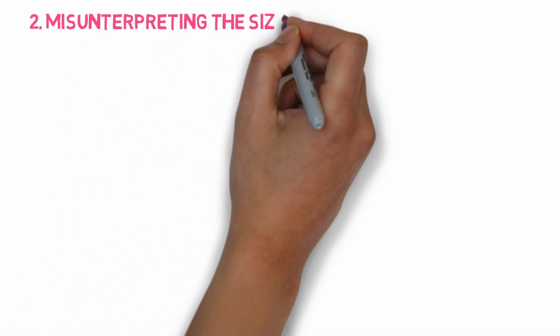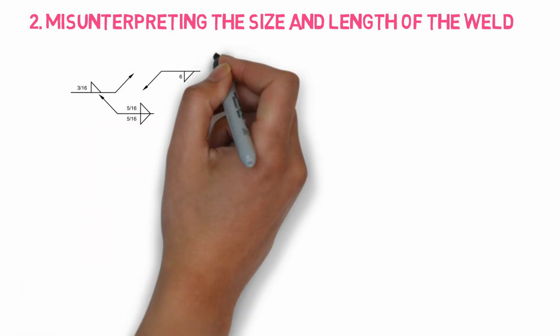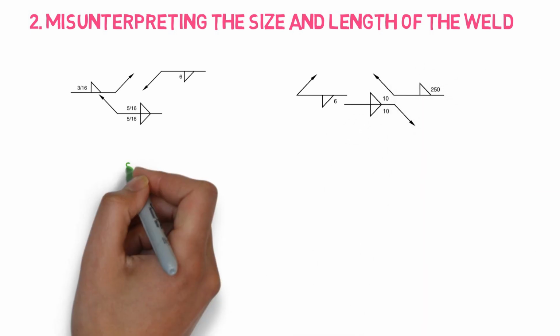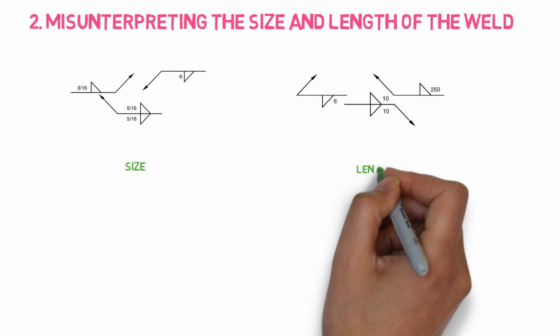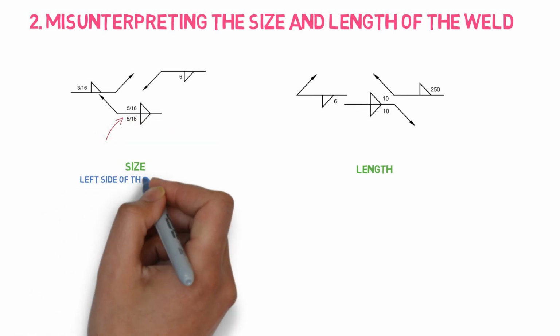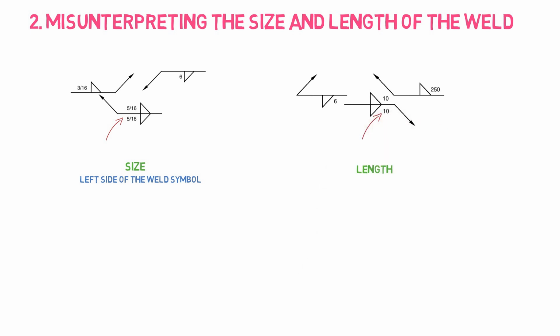The second point is about misinterpreting the size and the length of the weld. Let's see this with an example. In the first picture, you can see some examples of welding symbols showing the size, and in the second, some welding symbols showing the length for the fillet weld. As you can see, size always comes on the left-hand side of the weld symbol. At the same time, length always comes on the right-hand side. So size is always on the left and length is always on the right of the weld symbol.